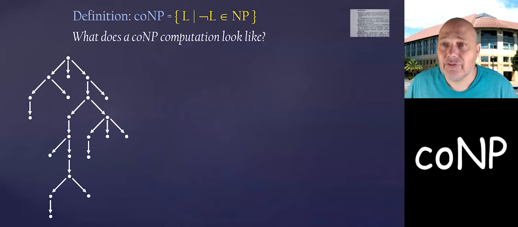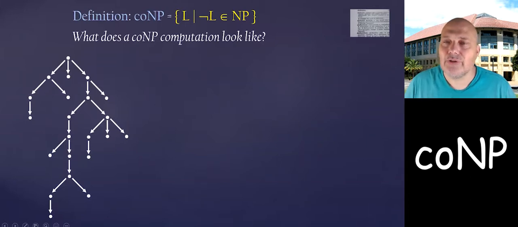And the definition of co-NP, like every co-class, is all the languages such that their complement is in NP, in this class. So co-NP is all the L's such that not L is in NP.